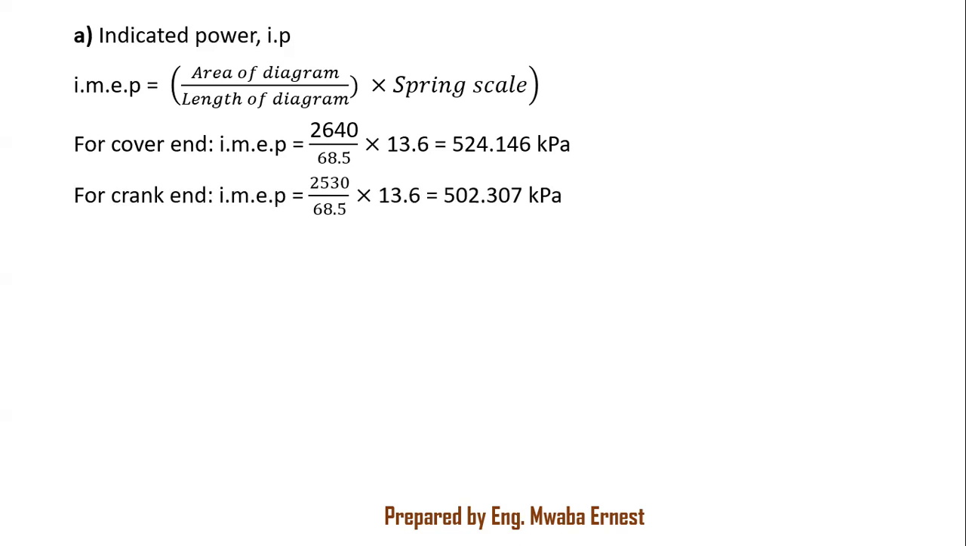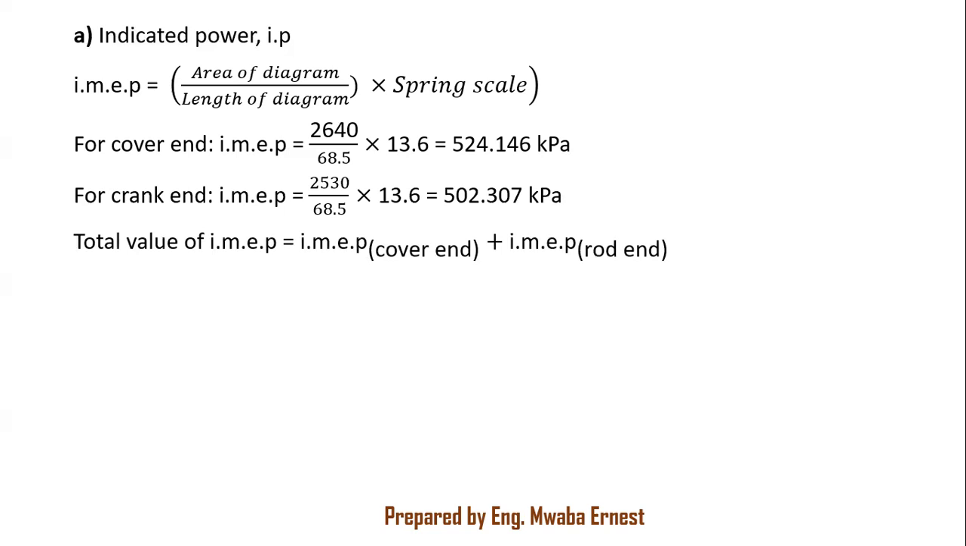Let's also do the same for the crank end. So here, for the indicated mean effective pressure, in place of the area of the diagram, we use 2,530 divided by the length of the diagram, which is 68.5, multiplied by the spring scale, which is 13.6. This one is giving us 502.307 kilopascals.